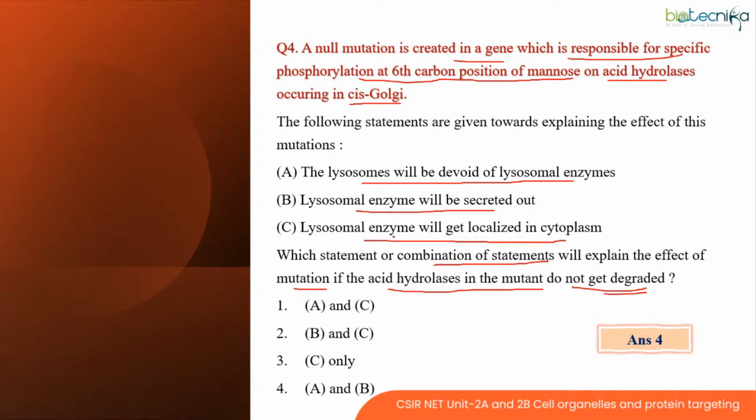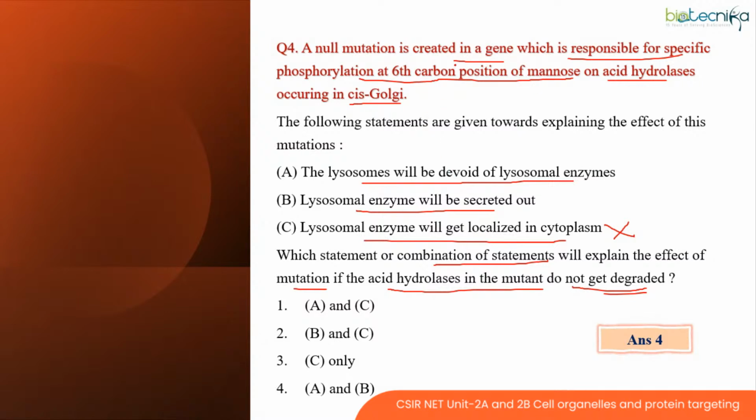Now, why is it incorrect that the lysosomal enzymes will get localized in the cytoplasm? The reason is that, have you heard about the co-translational import and post-translational import mechanisms? Are you aware of that? Anyone? What is the difference between them? Because based on that, you can eliminate statement C from here.